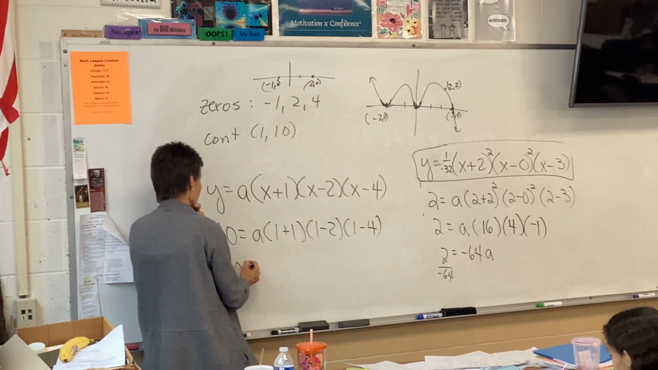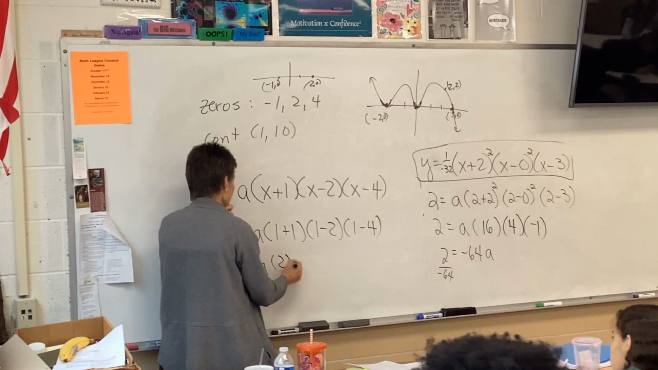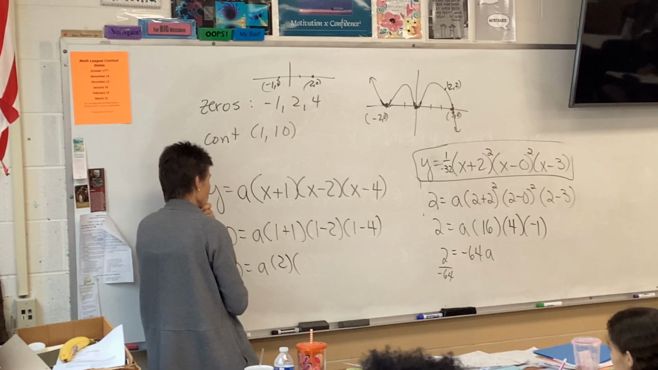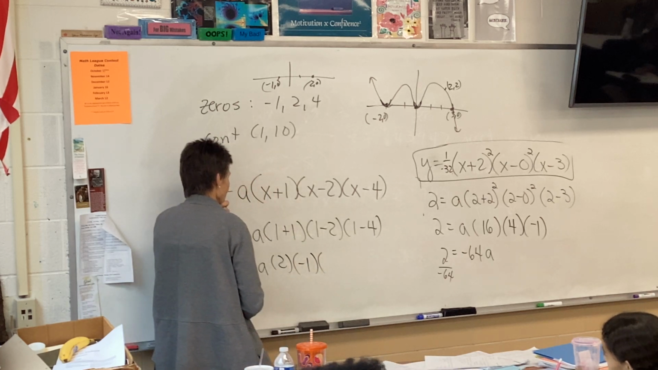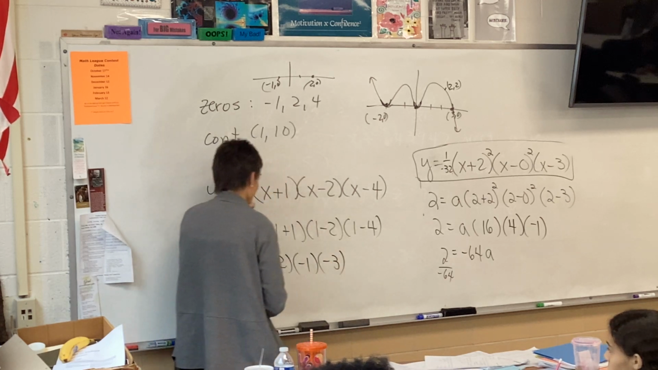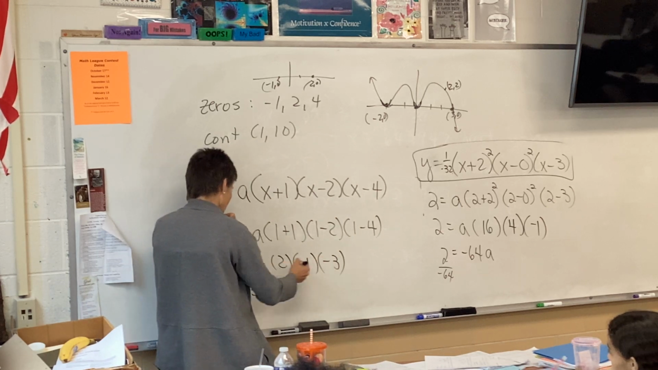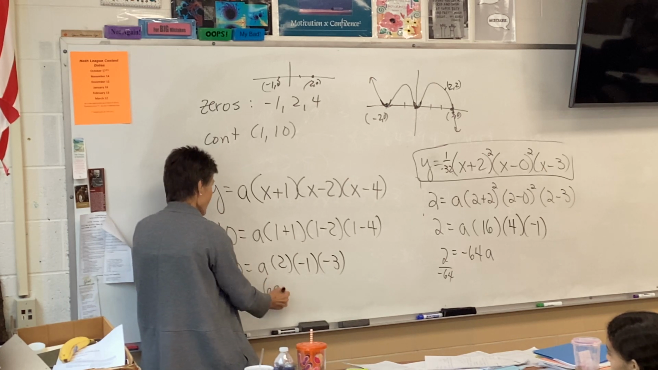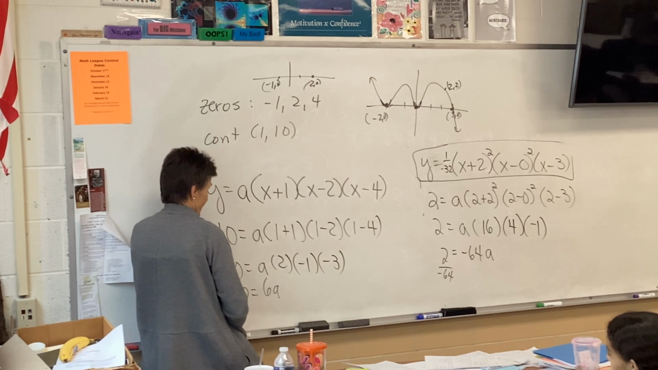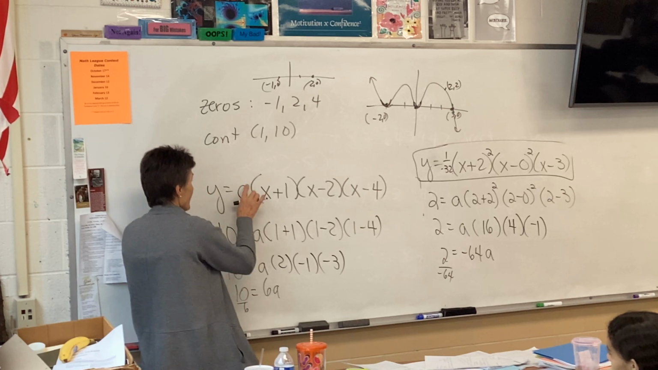Let's see if we have any better luck this time. What's 1 plus 1? Yay! What's 1 minus 2? -1. Yippee! And 1 minus 4. -3. Okay, you've restored my faith in you. Good job. So 10 equals, multiply them all together, 6a. And then I'm going to divide by 6. So 10 over 6 reduces to 5/3.